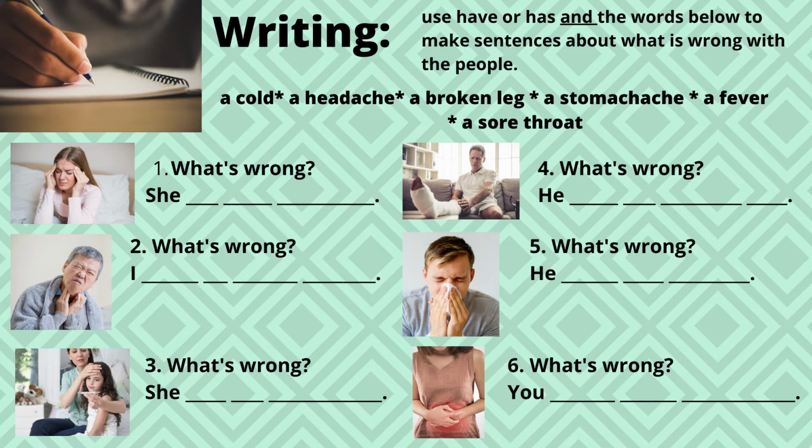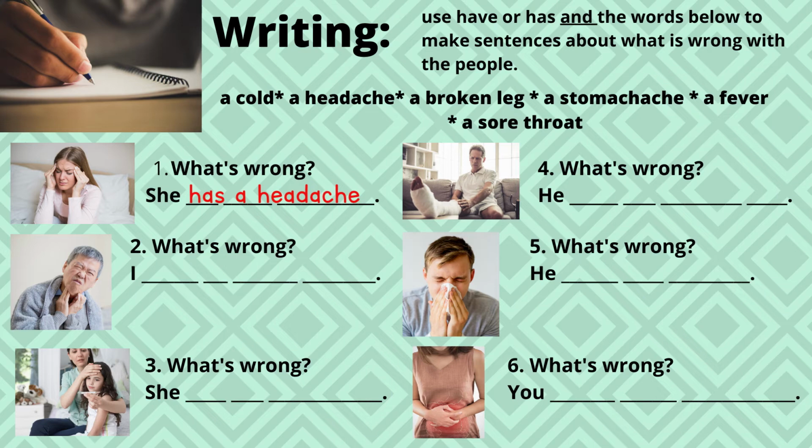Let's do number 1 together. We look at the picture for number 1 and we see headache. So, what's wrong? Answer, she has a headache. I'd like you to do numbers 2, 3, 4, 5, and 6 on your own. Pause the video now to write your answers, then hit play, and you can hear the correct answers. Go ahead and pause your video now.